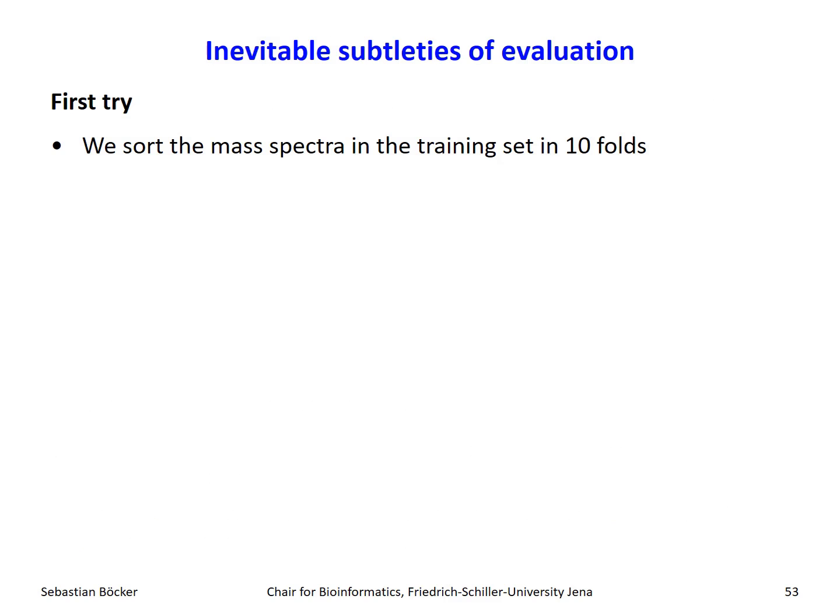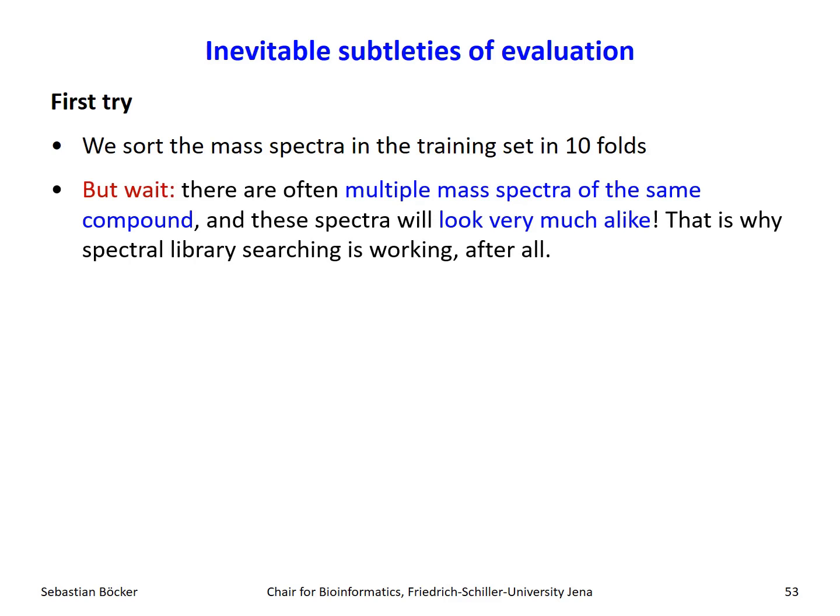So let's use cross-validation, and we are all good. So we sort the mass spectra in the training set in 10 folds. We do the cross-validation that I just described, and we get results. And this is what we can also expect for novel compounds, right? No. Unfortunately, we often have mass spectra from the same compound again and again, measured on different instruments by different people. But the whole idea of spectral library research is that these spectra will be very, very similar. And now what the machine learning model does, it's not stupid. It will memorize these spectra. And if the same spectra come around, it will simply say, oh, I already know this one. Hooray, found it. That's the solution. We don't want that, right?